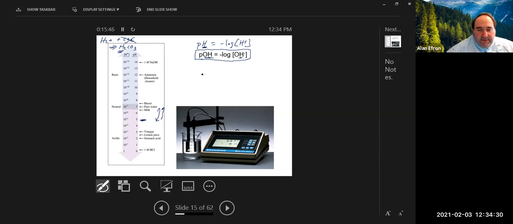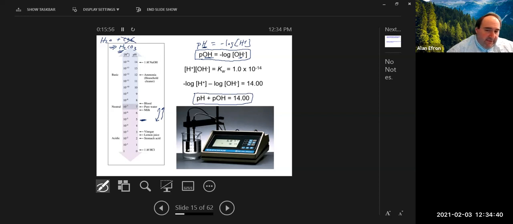Why are these two numbers good? These two numbers are good because there's a nice relationship between the two. If you take the pH and you add it to the pOH, it equals 14, which means in certain cases, you can quickly calculate one or the other if you're given OH minus or H plus concentration. So it allows you to do some other calculations.